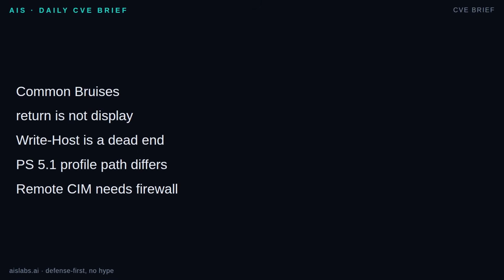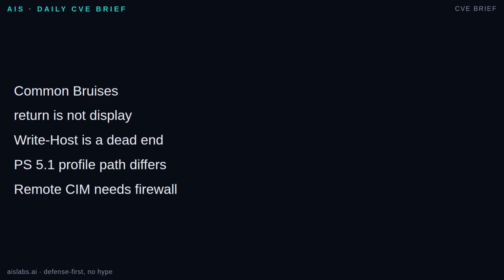First, the return keyword is not how you display data in PowerShell. It exits scope and sends whatever follows to the pipeline. Most of the time, just place the object on its own line. Second, Write-Host is fine for a status banner, but it is not reusable data. Third, Windows PowerShell 5.1 loads profiles from a WindowsPowerShell folder under Documents, while PowerShell 7 uses a PowerShell folder.